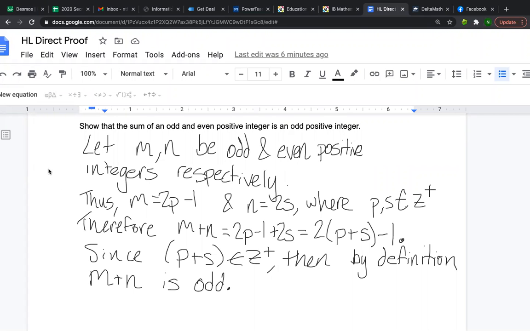Later in life, you might get to a point where you have to write an extra step in the middle here. The way I was taught to do it is, after I say since p plus s is an element of the positive integers, I would have to say it can be defined by the variable k. Therefore, 2 times the quantity of p plus s minus 1 is the same thing as 2 times the quantity of k minus 1, and then say, then by definition, m plus n is odd. But IB is fine with just accepting this much.